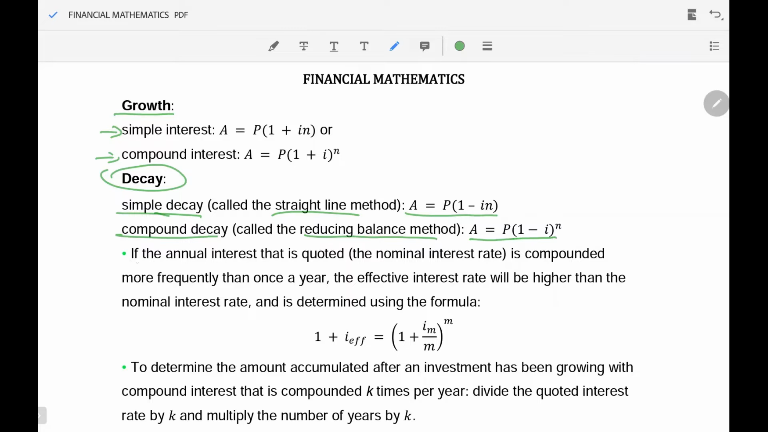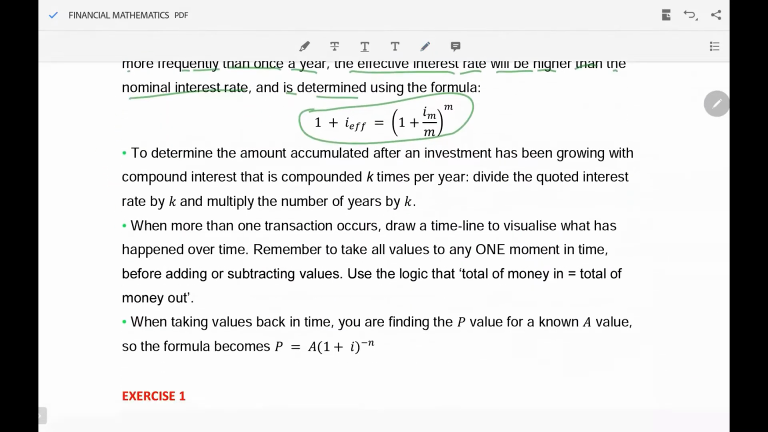And if the annual interest that is quoted, which is the nominal interest, is compounded more frequently than once a year, the effective interest rate will be higher than the nominal interest rate and is determined using the formula. So that's the formula of determining the effective interest rate. And then to determine the amount accumulated after an investment has been growing with compound interest that is compounded K times per year, divide the quoted interest rate by K and multiply the number of years by K. Of course, already you know this.